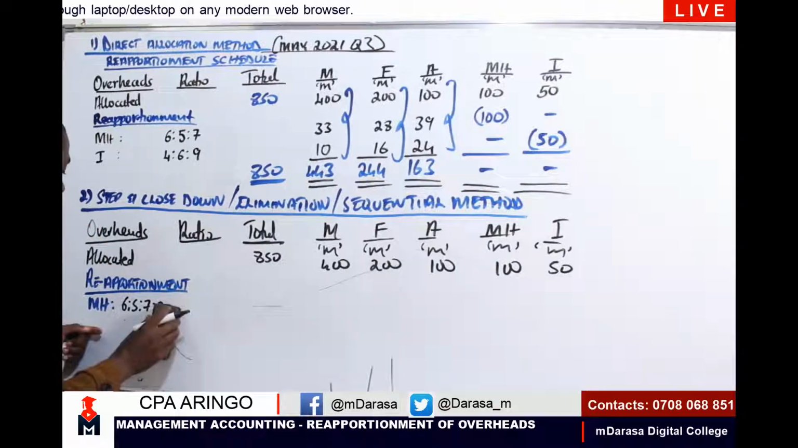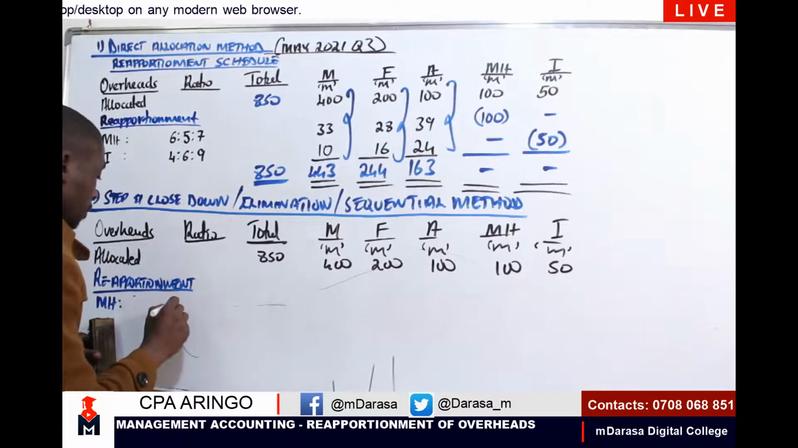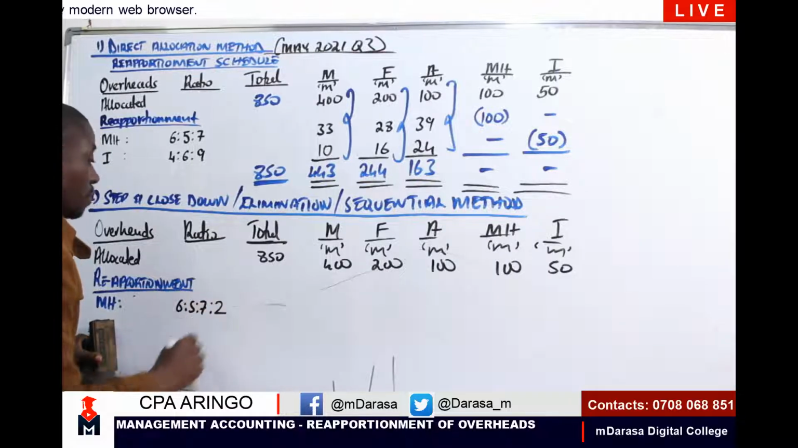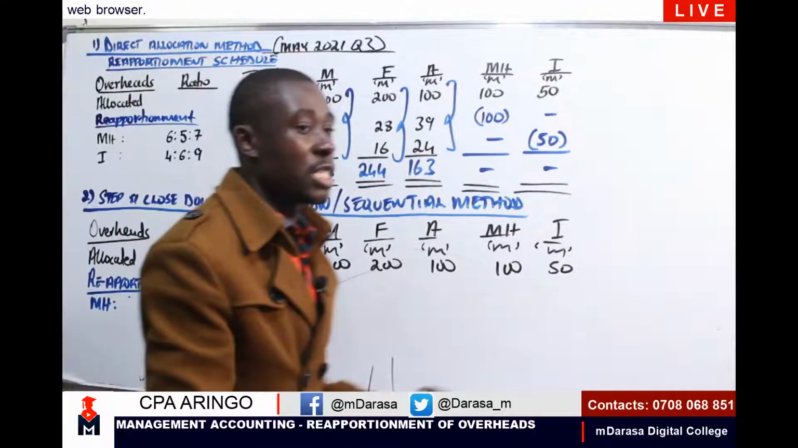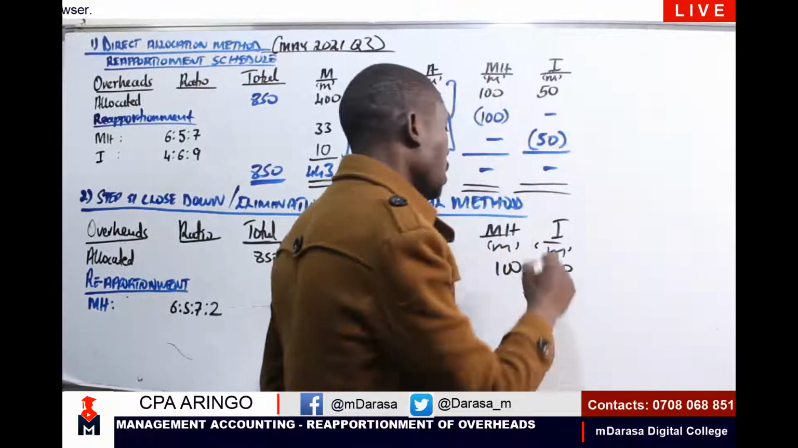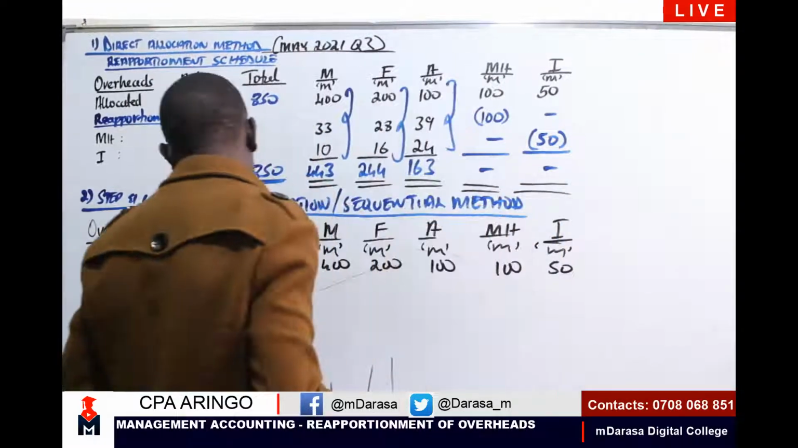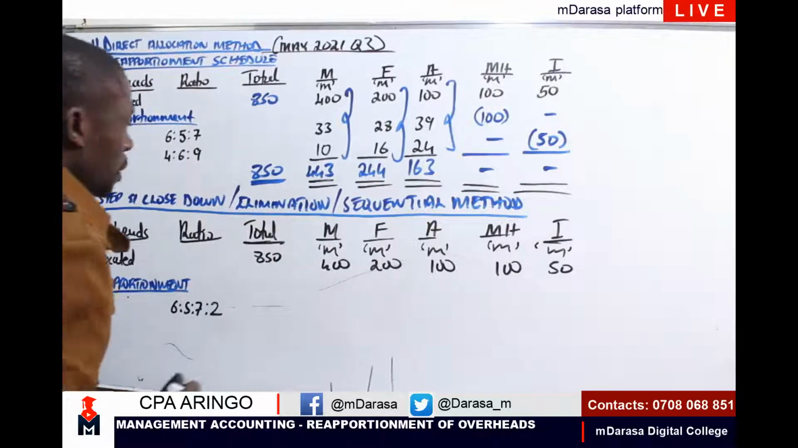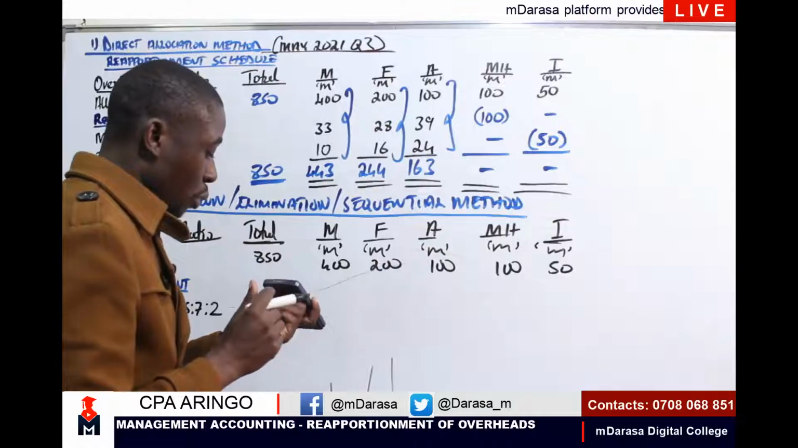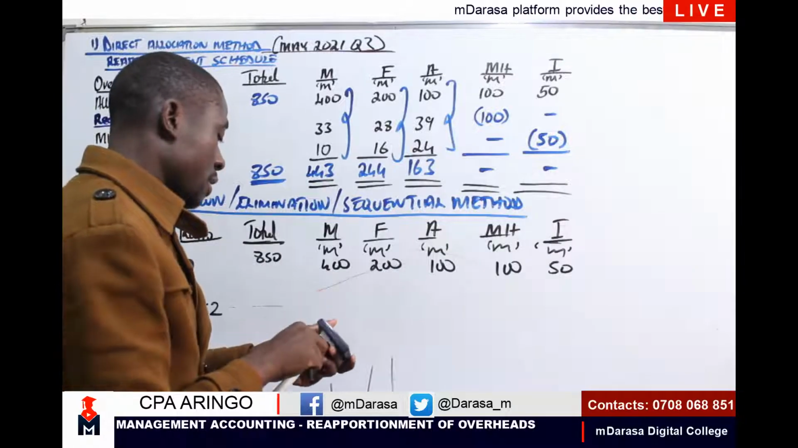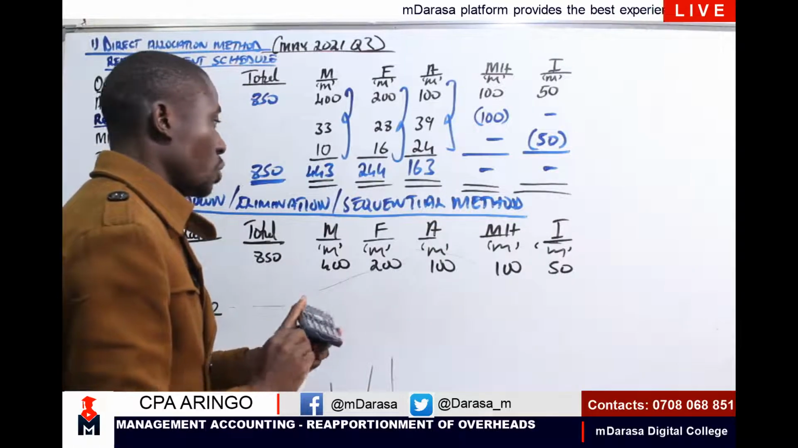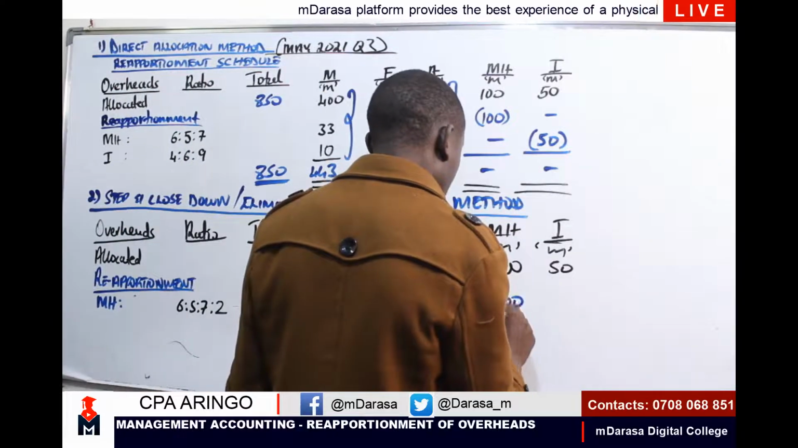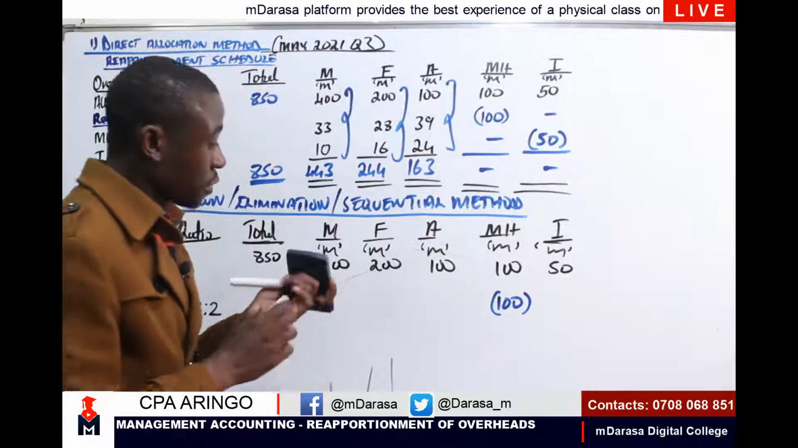Let me have it here in our ratios: 6 is to 5 is to 7 is to 2, given the fact that inspection will also be receiving some part from our material handling. So therefore, this is what you're going to do. I want to reapportion the service department that has the highest overheads, which you've clearly seen was material handling. So I'm having 100. That is what you want to reapportion, right?